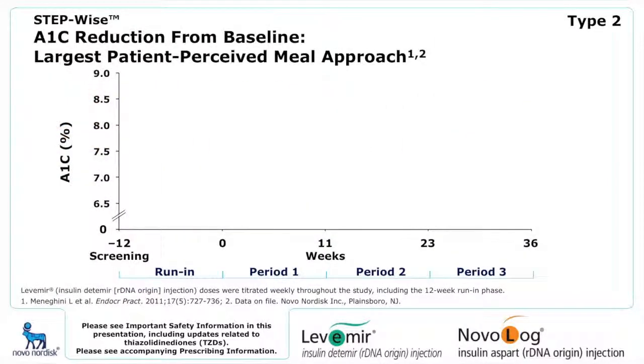By using this approach for introducing and titrating Novolog, the mean A1C levels declined from 8.6% at screening to 7.5% at 36 weeks. At the end of the study, 77% of patients were using 3 Novolog injections per day. In the group with an 8.7 mean baseline A1C level, 31% achieved the ADA goal of A1C below 7% by the end of the study.